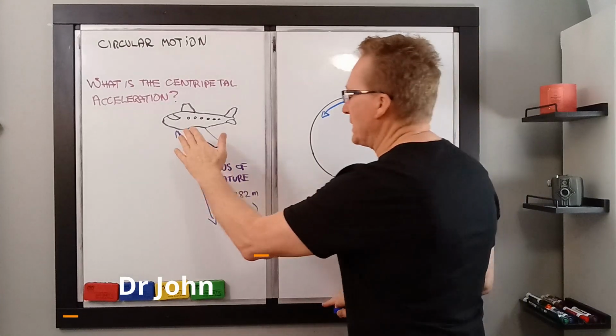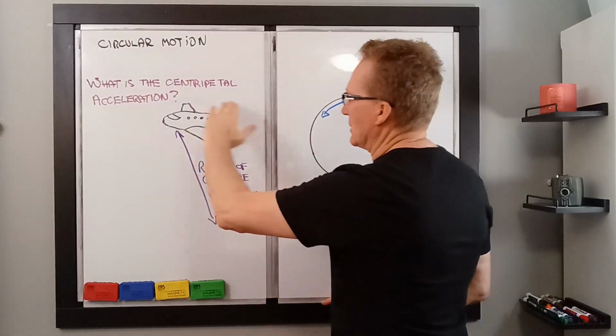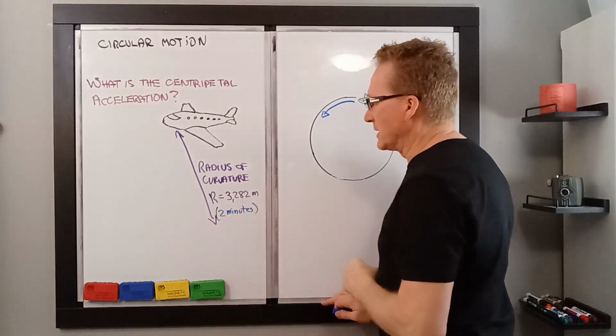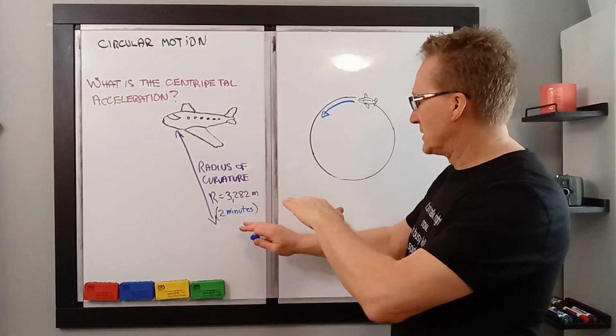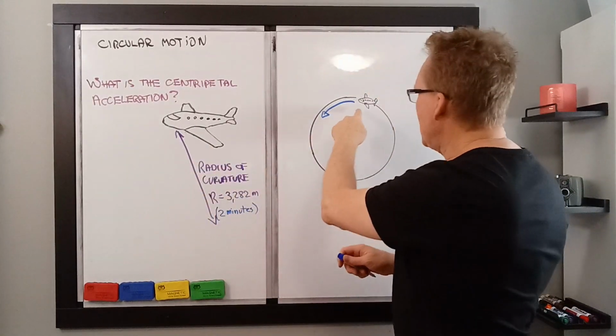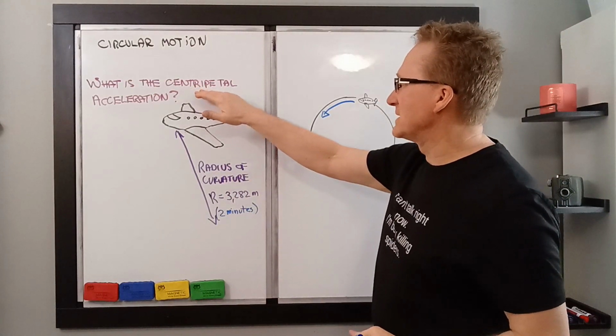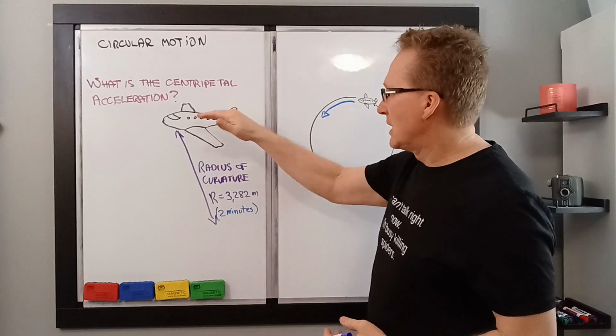Here we have an airplane that is making a curve in the air with a radius of 3,282 meters. It's going to take the plane 2 minutes to completely go around a circle of the curve. And what we want to know is, what is the centripetal acceleration of the airplane?